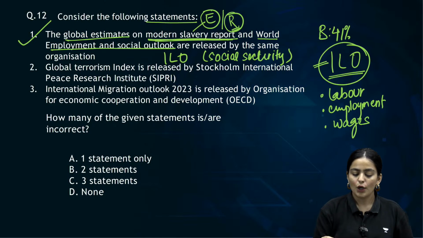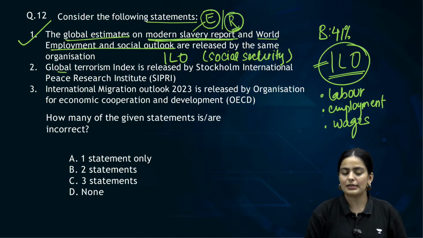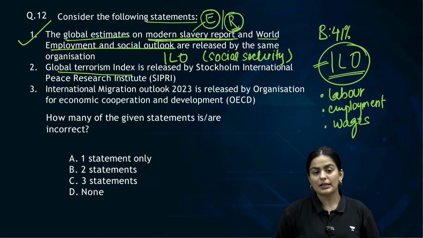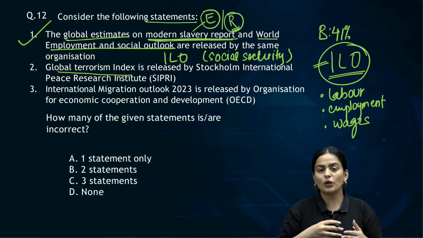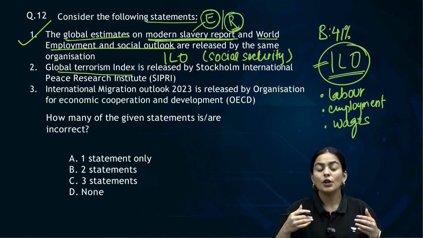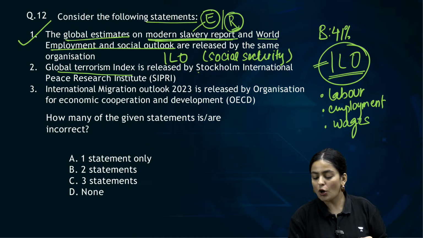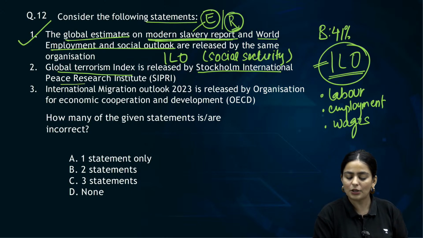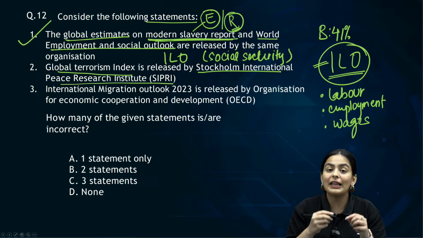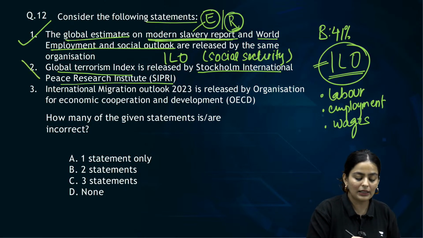The second statement, Global Terrorism Index. In the Global Terrorism Index, countries are ranked according to how badly they are affected by the problem of terrorism. It is released by SIPRI, Stockholm International Peace Research Institute. This is incorrect.